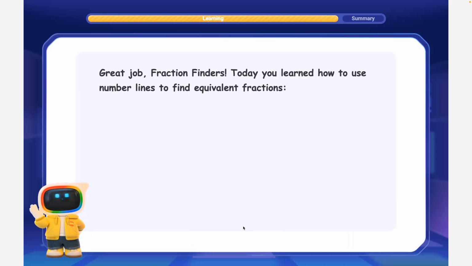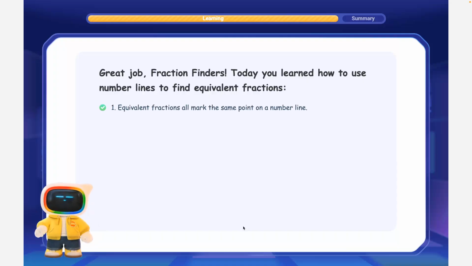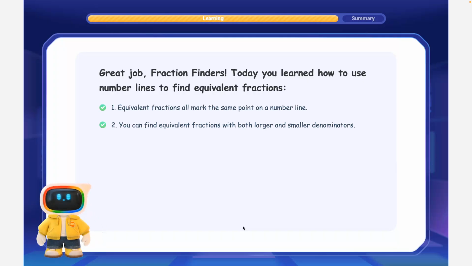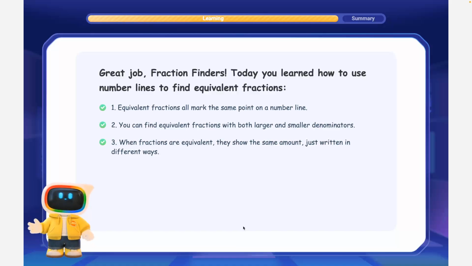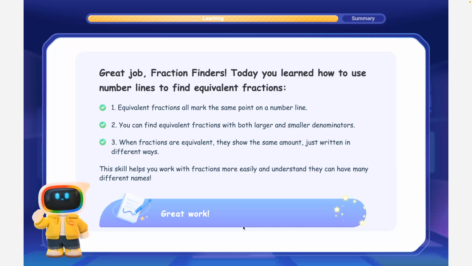Great job, fraction finders! Today you learned how to use number lines to find equivalent fractions. Equivalent fractions all mark the same point on a number line. You can find equivalent fractions with both larger and smaller denominators. When fractions are equivalent, they show the same amount, just written in different ways. This skill helps you work with fractions more easily and understand they can have many different names.